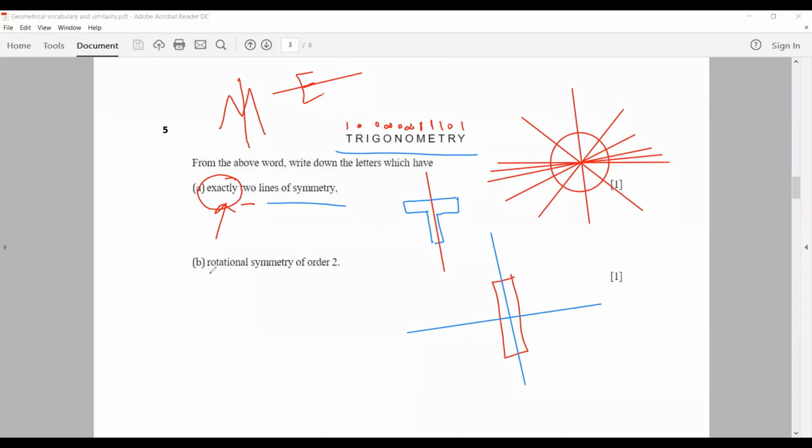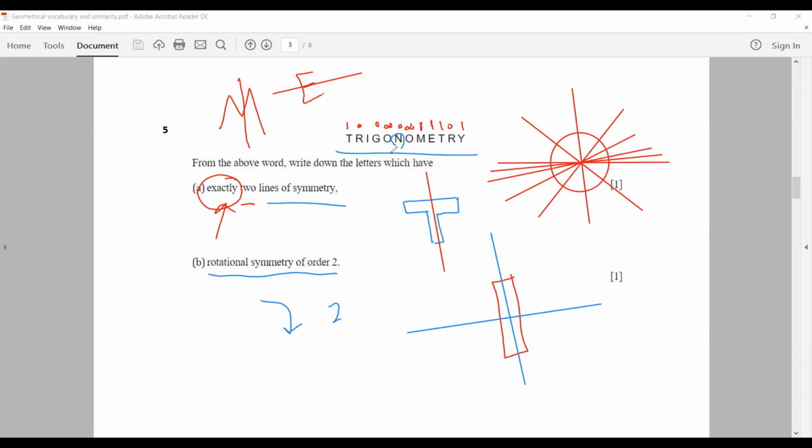For rotational symmetry of 2, if you rotate it, it basically fits its outline 2 times, not more, not less. Now for T it is 1, for R it is 1, for I it is 2. Yes, I is 2. How about N?